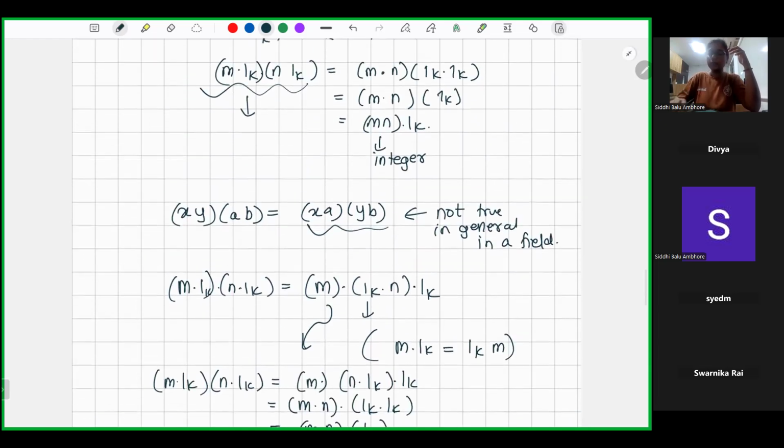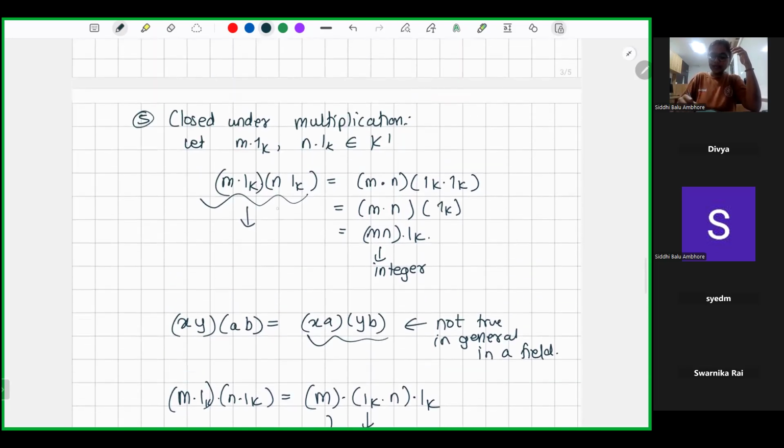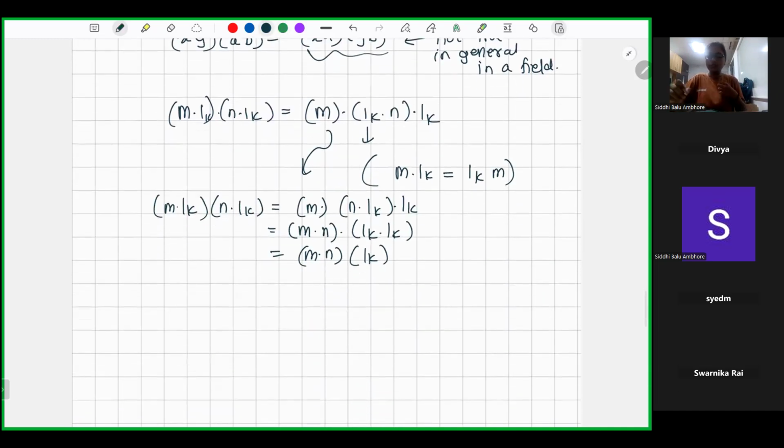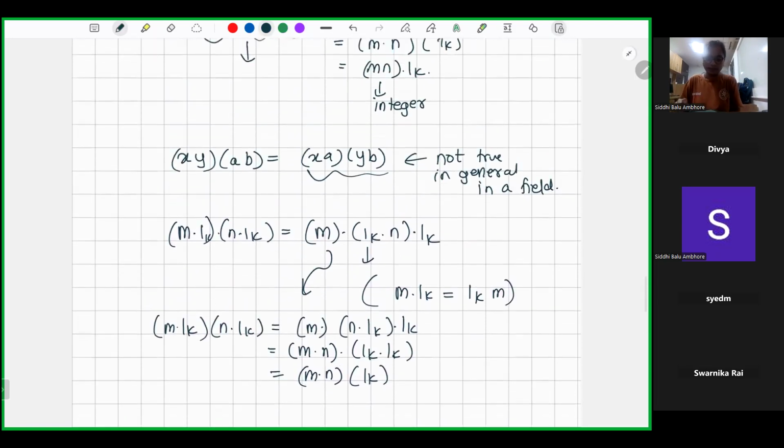So what I'm trying to say is that going from this to this is not as trivial as we think. There are so many operations, and properties of the field and the multiplicative identities, taking place when we are doing all this.